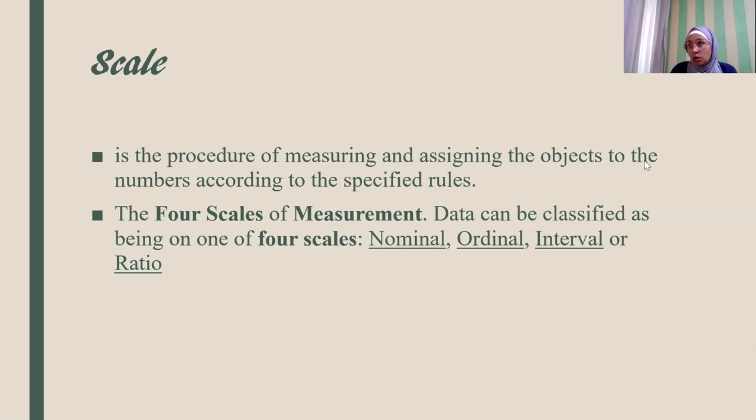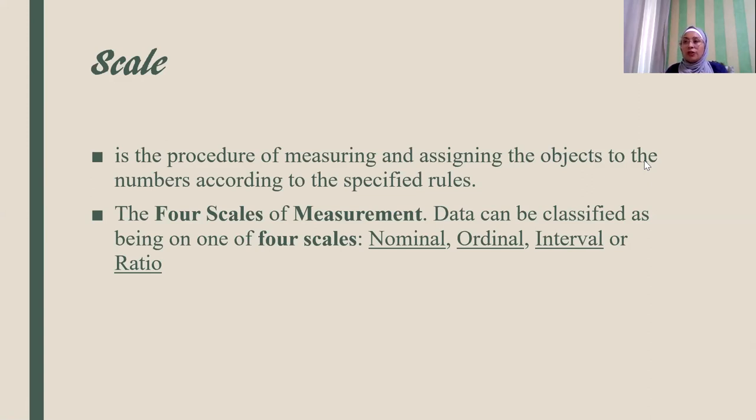50 kilos, it's more than perfect. 40 kilos, you are underweight. 90 kilos, you are overweight. So here what we mean by scale: a scale is a procedure of measuring something. Not only that, it's also about assigning a number to something after measuring. This number is going to have a meaning for me.